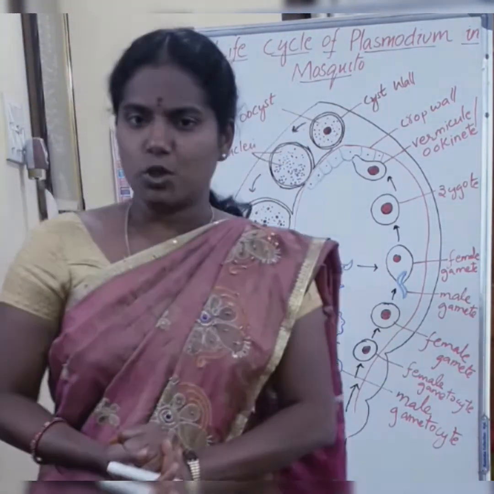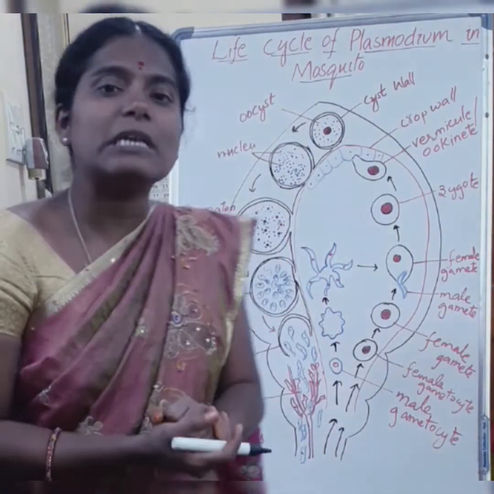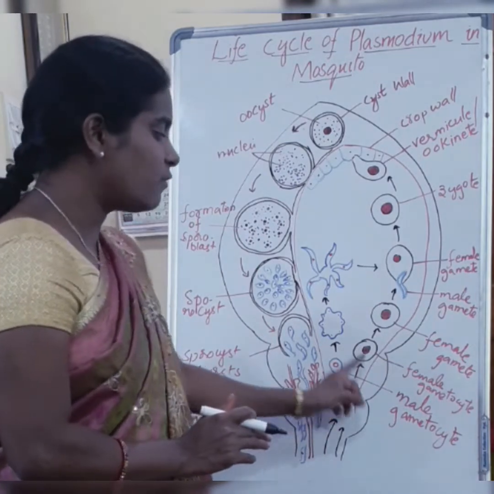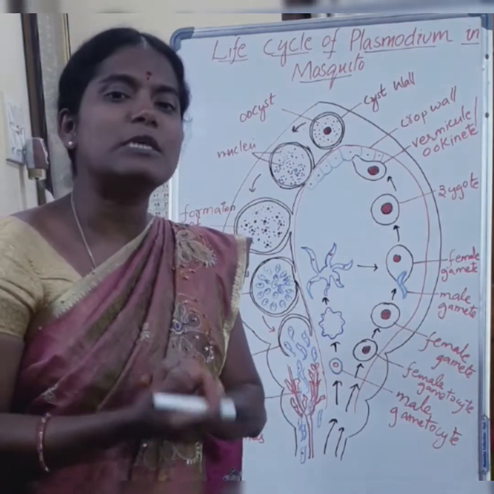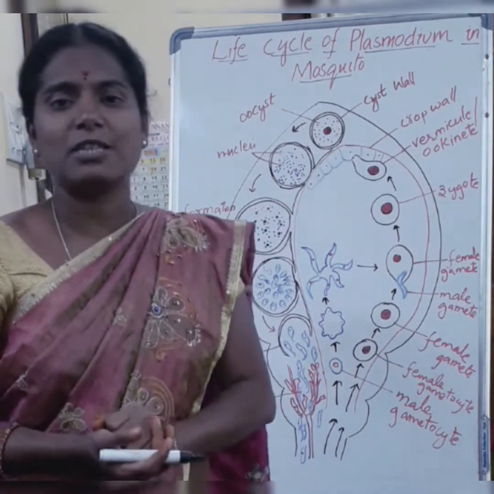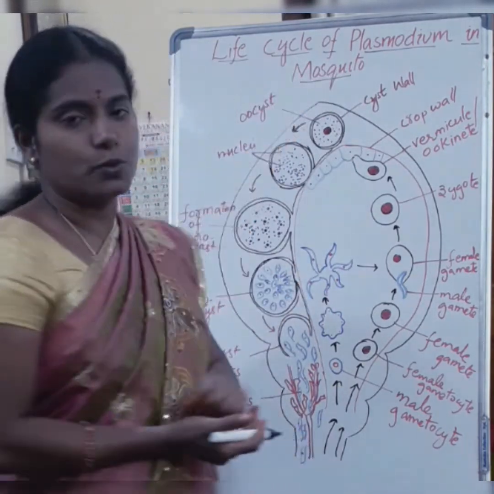What is meant by sexual reproduction? Sexual reproduction is the fusion of two gametes, that means male and female gametes, resulting in the formation of a zygote. That type of sexual reproduction takes place in the mosquito.